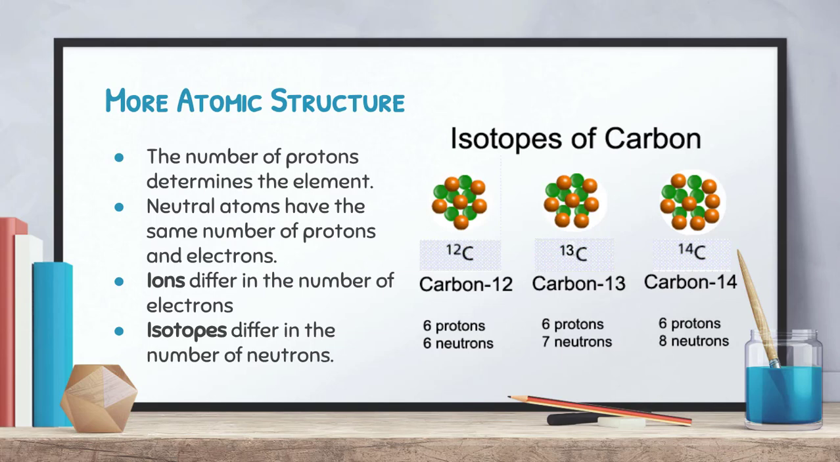And then you also see that with carbon-14, which has 6 protons and 8 neutrons. So when we differ in the number of neutrons, that's known as an isotope. But keep in mind, it's the same chemical element. All 3 of those are carbon.